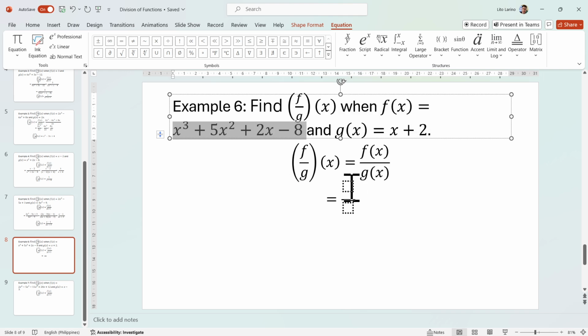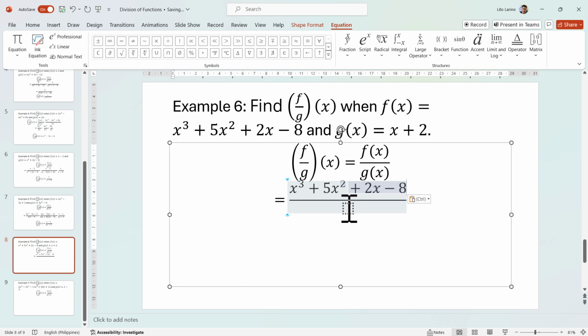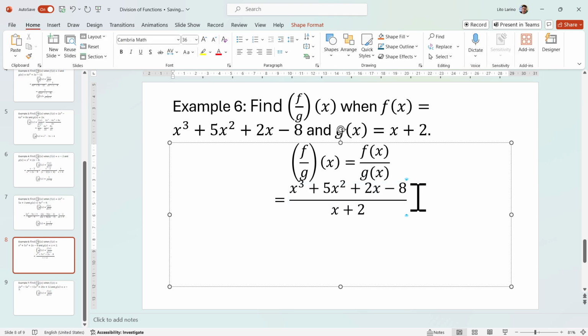We have f of x again, x cubed plus 5x squared plus 2x minus 8, and g of x is simply x plus 2. Now, let's divide this using synthetic division. In synthetic division, we need the numerical coefficients and the value of x.